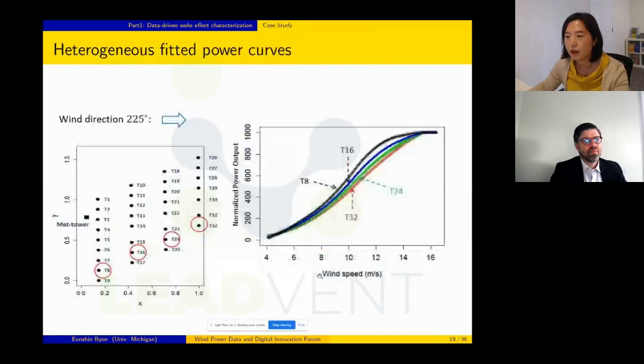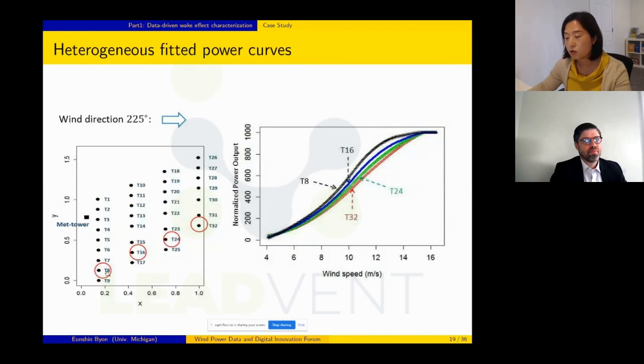I'm going to skip the details, and I will present the results. So when wind blows from west to east, we estimate the power curve at these 4 turbines, and here this shows the power curve.